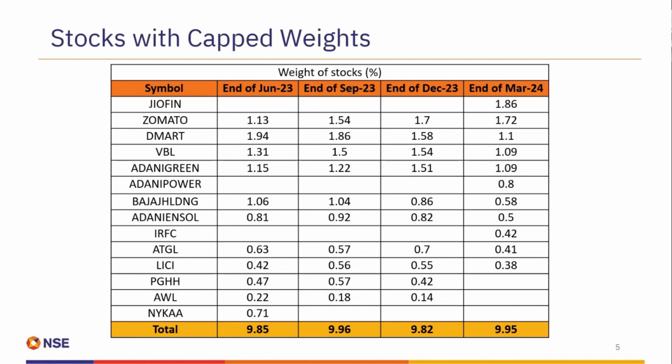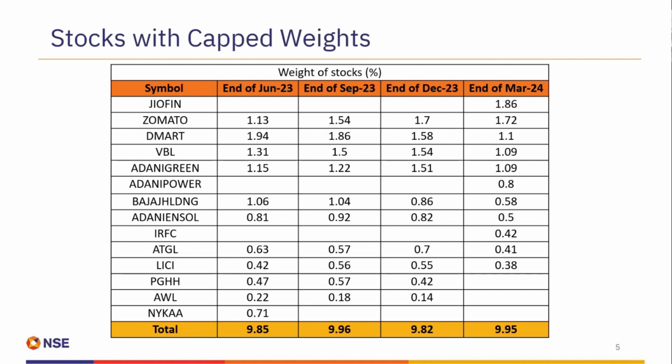Okay. So just to give you some history, the weights keep changing on a daily basis because of price movement. Okay, so as you can see on the screen, for example, Zomato, the weight has changed from 1.7% at the end of December 23 to almost 1.72% at the end of March. So it is because of price changes.